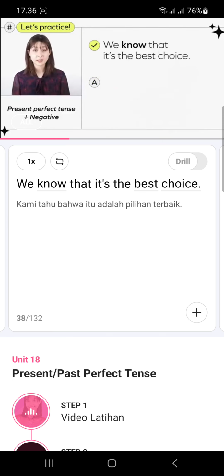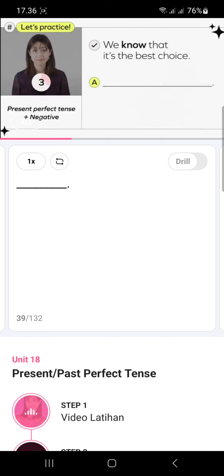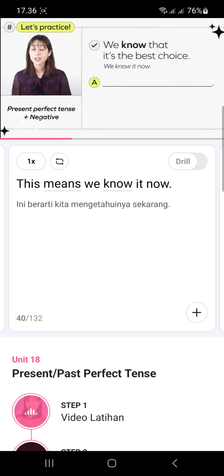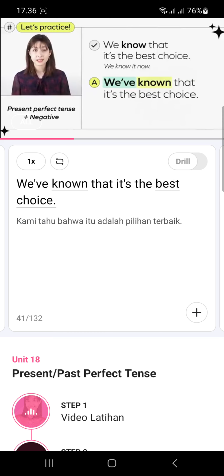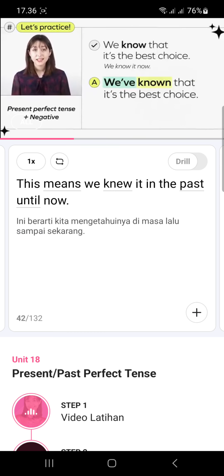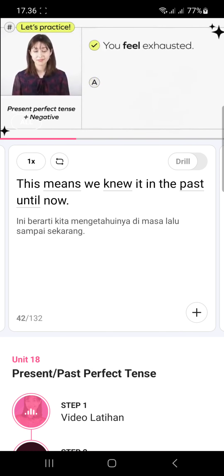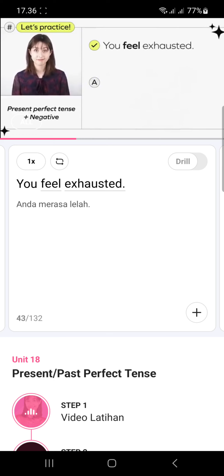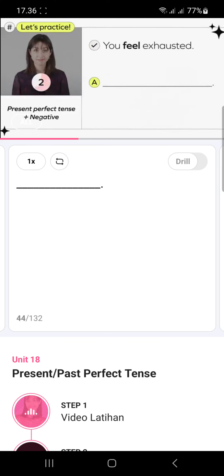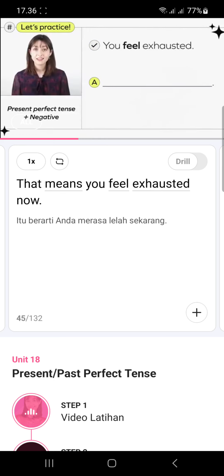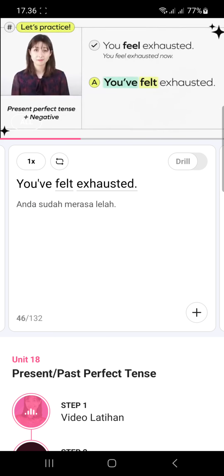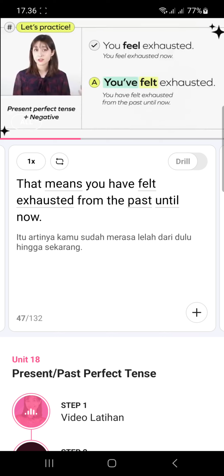We know that it's the best choice. This means we know it now. We've known that it's the best choice. This means we knew it in the past until now. You feel exhausted. That means you feel exhausted now. You've felt exhausted. That means you have felt exhausted from the past until now.